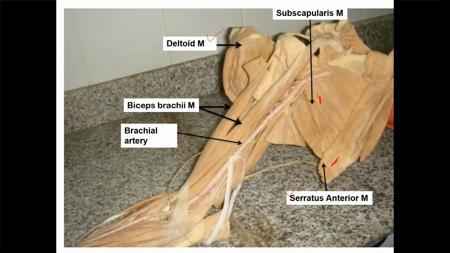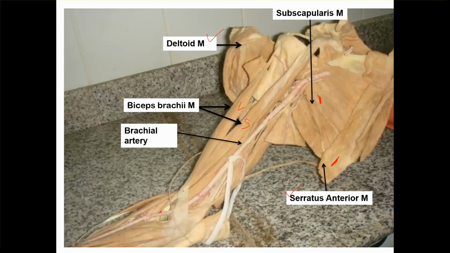Here, coming to biceps, you can see the lateral one will be the long head. This is the long head, and this will be the short head of biceps brachii. The long head of biceps brachii takes origin from the supraglenoid tubercle in the glenoid cavity, and it passes through the intertubercular sulcus, or bicipital groove, between the greater tubercle and lesser tubercle of the humerus. It forms the tendon over here, and I told you it gets inserted into the radial tuberosity.